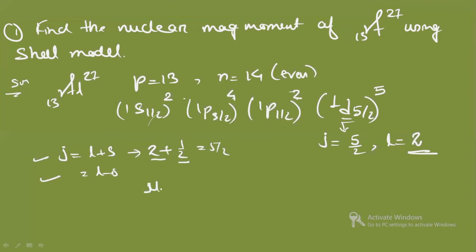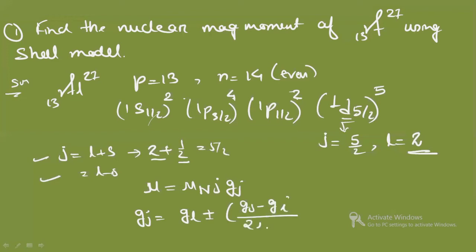So the formula was for magnetic moment, mu is equals to what? Mu N J into Gj. All right. And Gj was equals to what? Gj was equals to Gl plus minus Gs minus Gl divided by 2L plus 1. Yes or no? Now you see, we have said positive sign will be for J is equals to L plus S. So here only positive sign we will keep. We will remove the negative sign. All right.